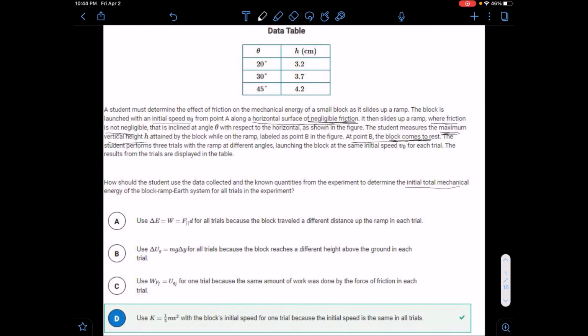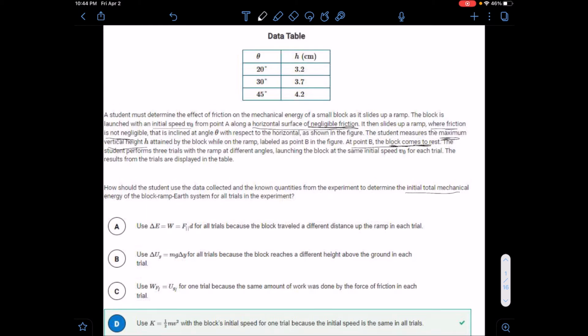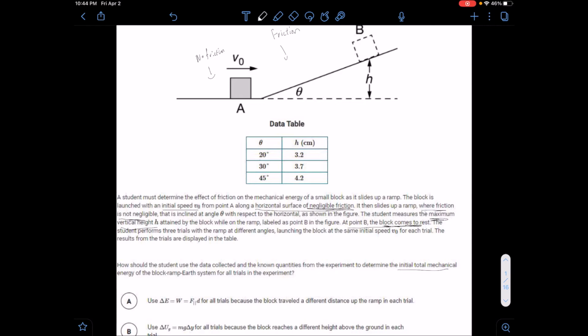So let's look at answer choice A. Use energy equals work, which equals the force times displacement for all trials, because the block traveled a different distance up the ramp in each trial. First, we would need to consider the initial energy of the system before the block reaches the ramp to determine the total mechanical energy of the system. So the same amount of work is not done on the object by the force of friction in each trial. And we can explain this because we have different angles right here.